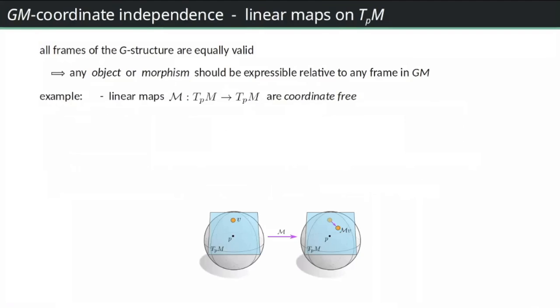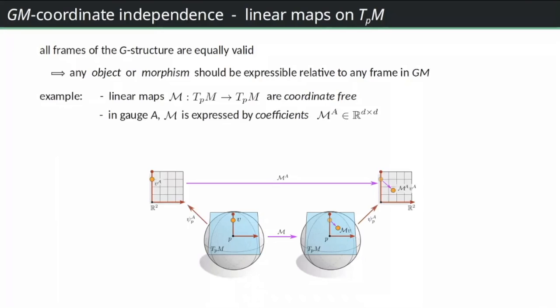Okay, so we looked at objects on the manifold, but we also need to look at morphisms between objects. And as a very simple example, we can just look at a linear map on the tangent spaces. And such linear maps are a priori coordinate-free objects. So we just have here T_PM, and we map with M from T_PM to T_PM and do something like projecting this vector. As you saw before already, you can choose gauge A, and then this linear map relative to gauge A is just a matrix, M_A.